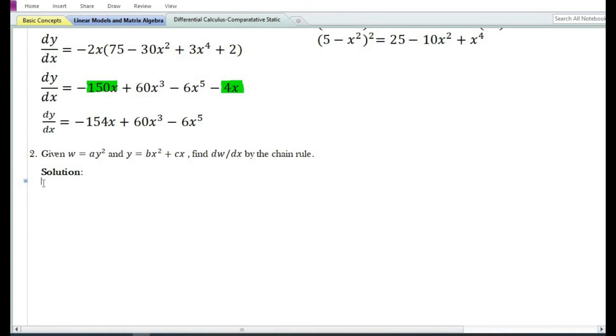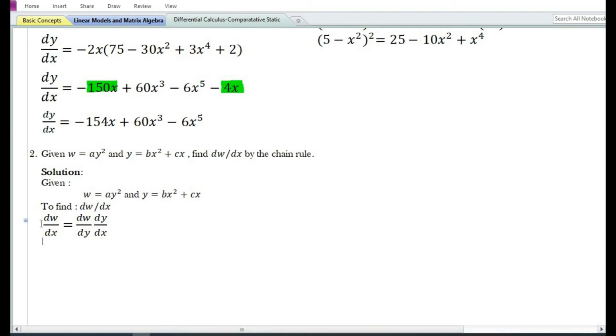Let us now look at the second problem. Given w is equal to ay square and y is equal to bx square plus cx, we need to find the derivative of w with respect to x by chain rule. In the solution, we will write down: given w is equal to ay square and y is equal to bx square plus cx. We need to find the derivative of w with respect to x.